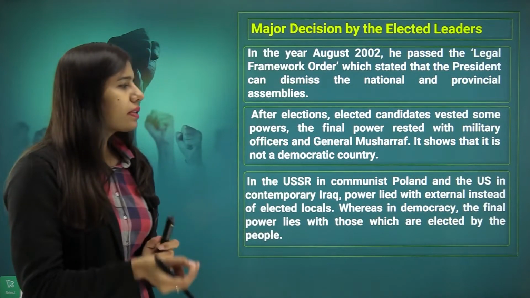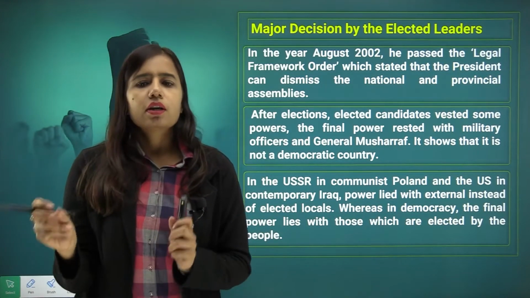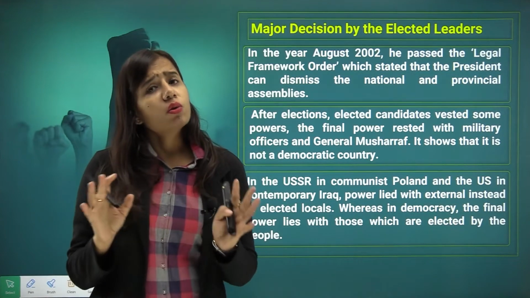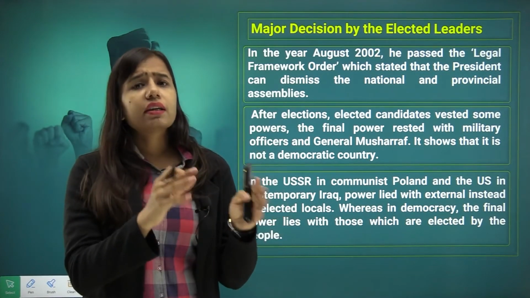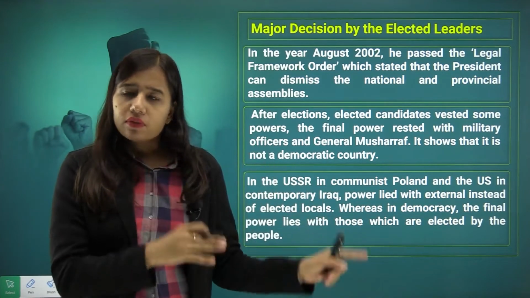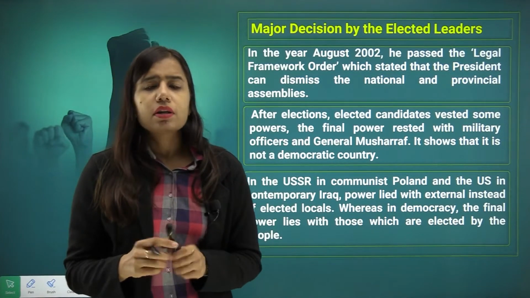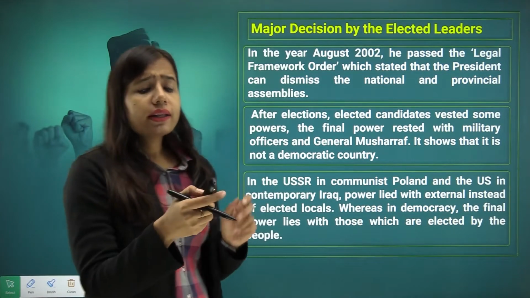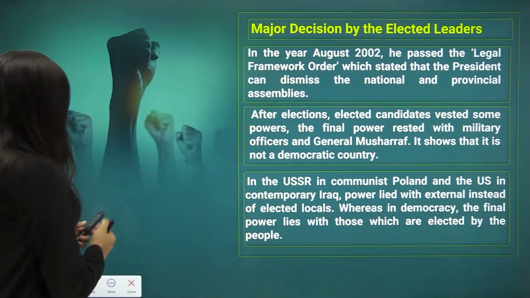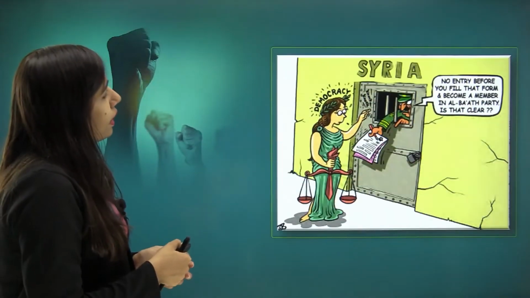Because US was a capitalist economy, USSR was a socialist country, right? So now what happened? For their own benefits, they have interfered in other countries and then they had powers, right? Afghanistan is an example, Poland is an example, Iraq is an example. So now again we cannot call these countries as democracies. Let us look at the, Syria is also one of the examples.